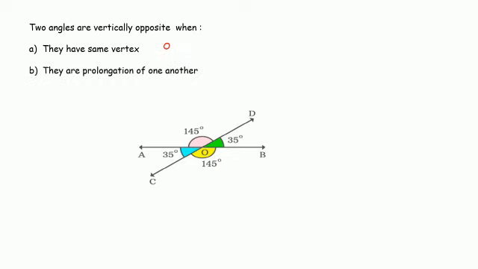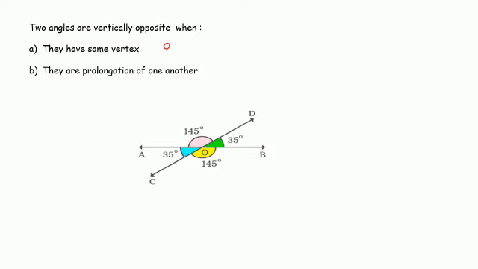They are prolongations of one another. What is the meaning of prolongation? CO doesn't continue to COA. It continues as a straight line COD. So CO, its prolongation is COD. And the line AO, its prolongation is AOB.